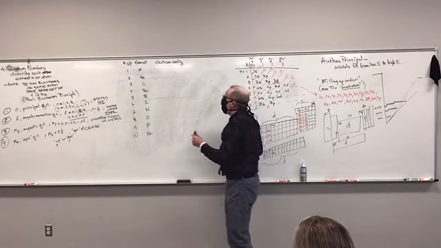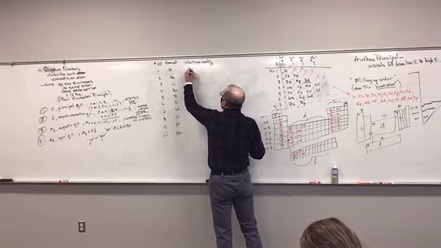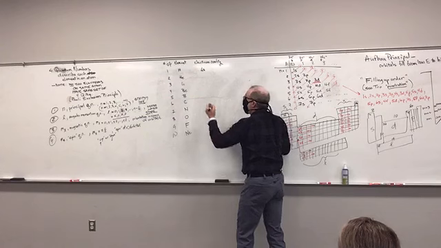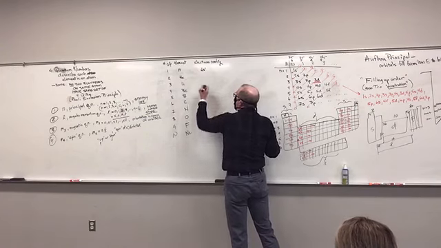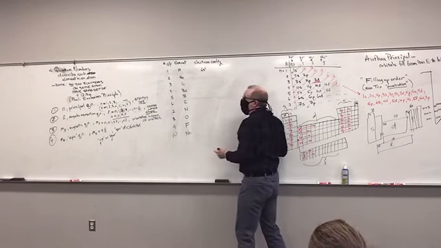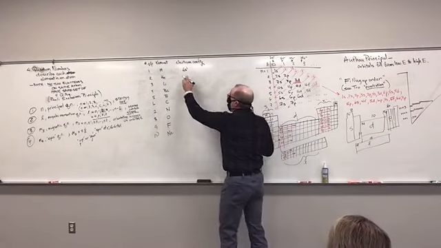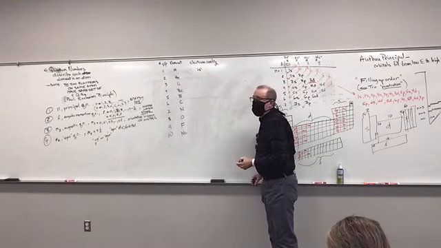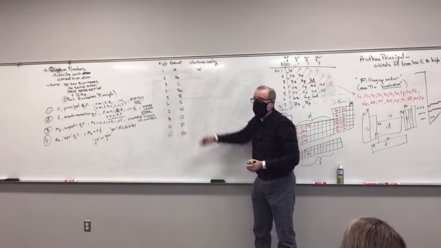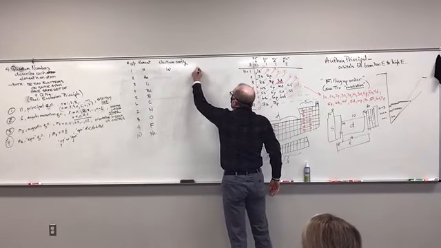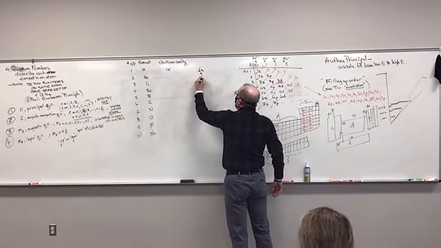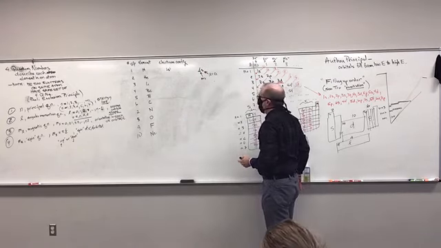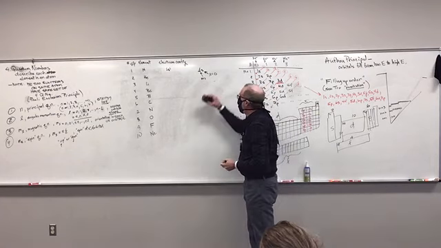My lowest energy orbital is 1s. And hydrogen has 1 electron. So its electron configuration is 1s1. This tells me 1 electron in a 1s orbital. I'm not going to leave this up there. I'm going to move it over here.